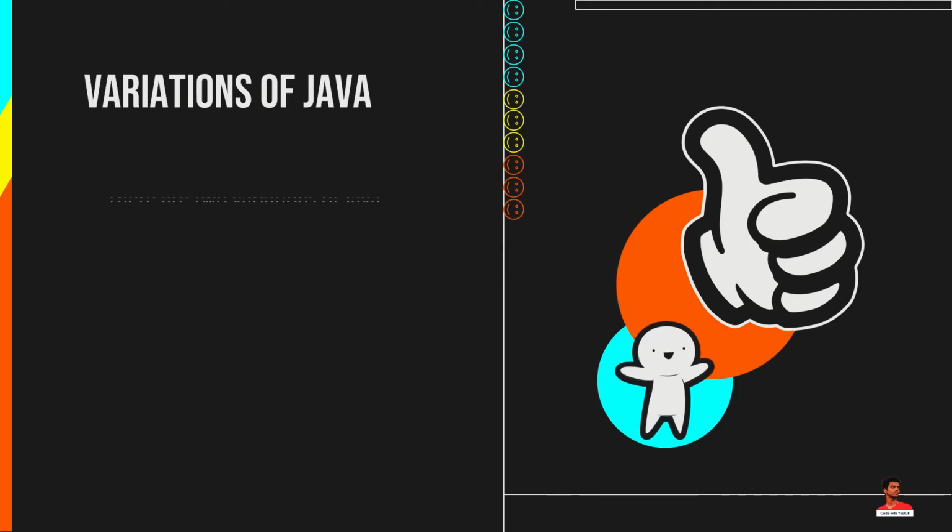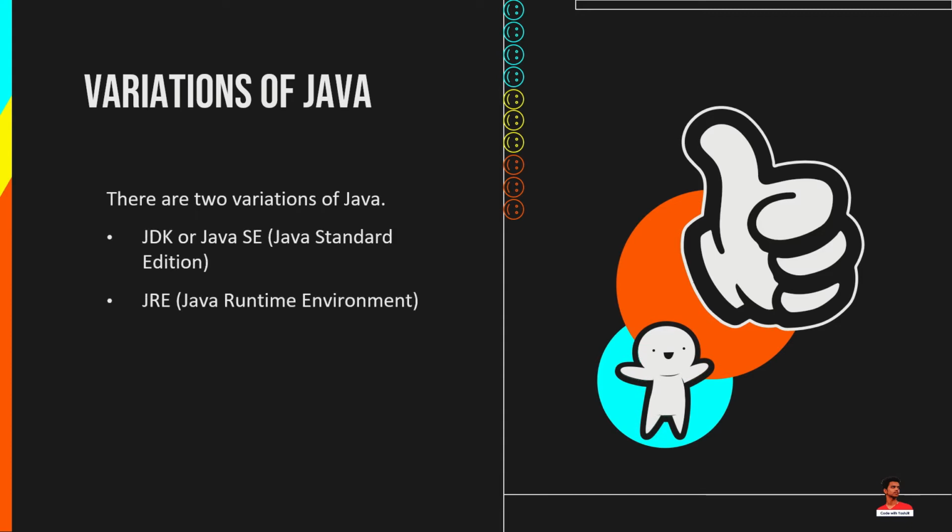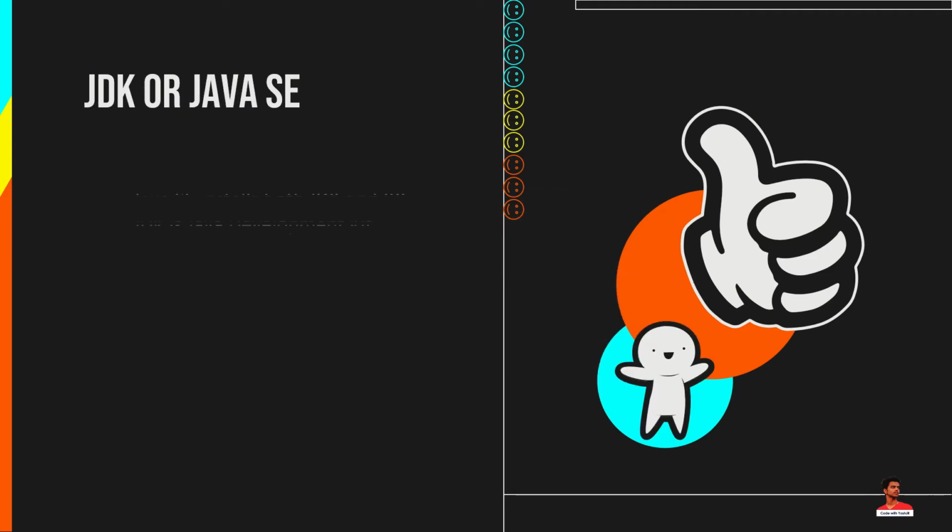There are two variations of Java. First is JDK or Java SE, that is Java Standard Edition, and second is JRE, that is Java Runtime Environment. Java Standard Edition installs both JDK and JRE. JDK is Java Development Kit.